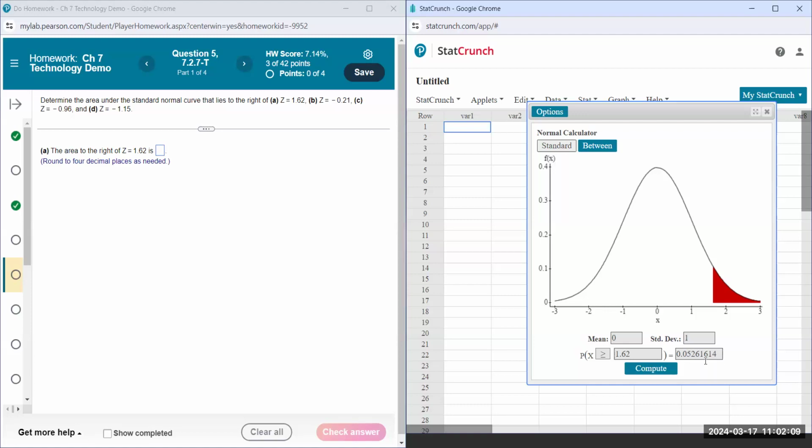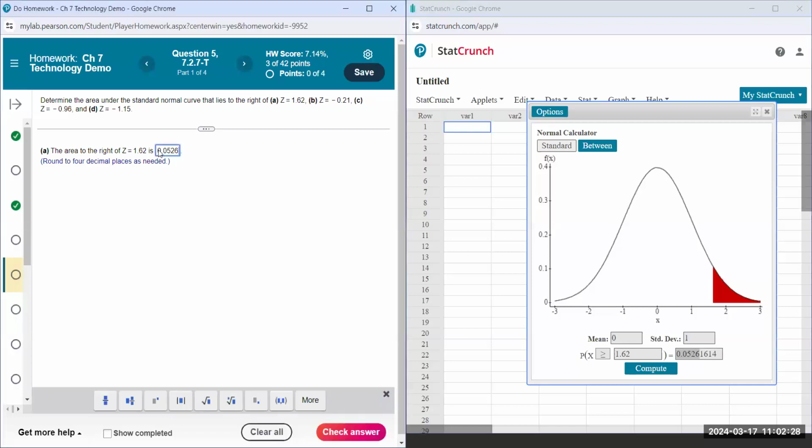We want 4 decimal places. So 4 numbers behind the decimal, 1, 2, 3, 4. And then check that next one. If that next number is 5 or higher, then you have to bump this up by 1. So then it would be 0527 if it were. But for mine, it's good as is.